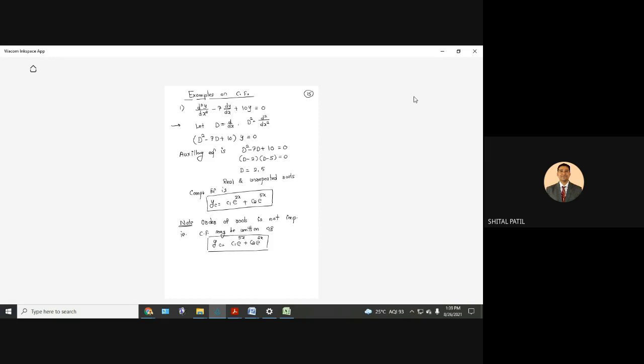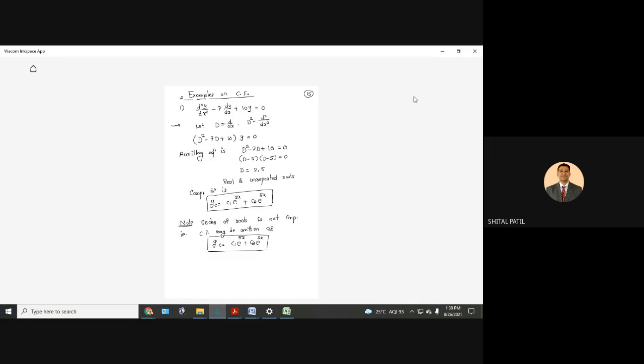Understood? You might have understood a few things about what the complementary function is. So this solution that we have written, the y of c, will satisfy the given differential equation. You can cross check. Okay. Go to the next page.